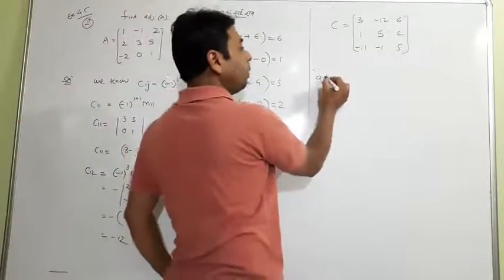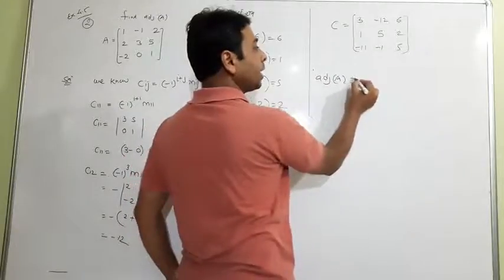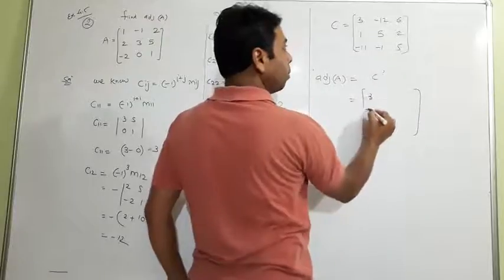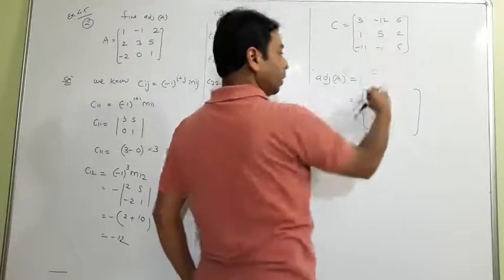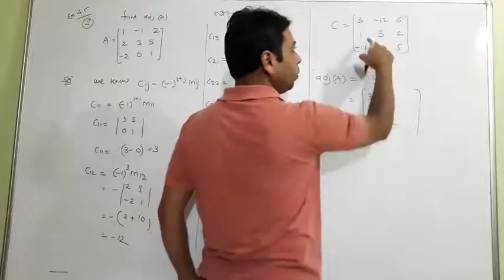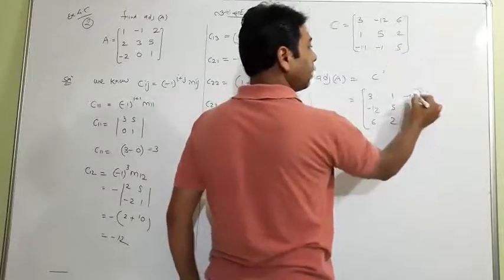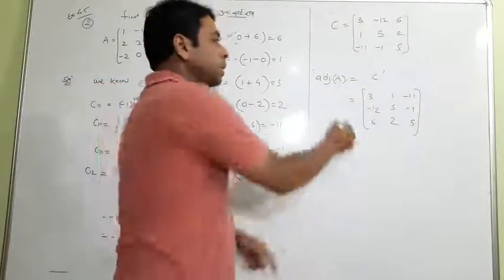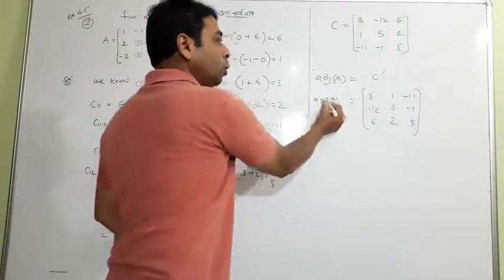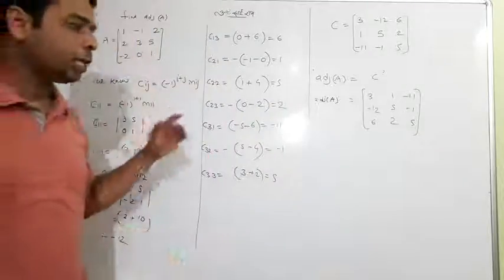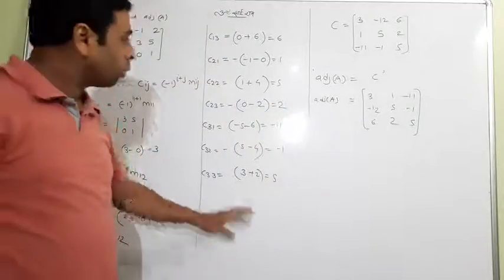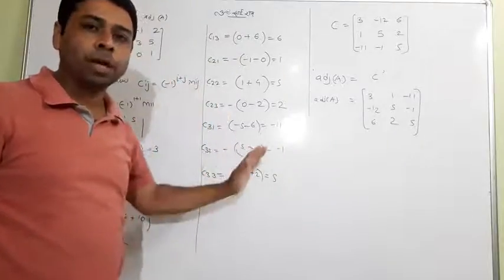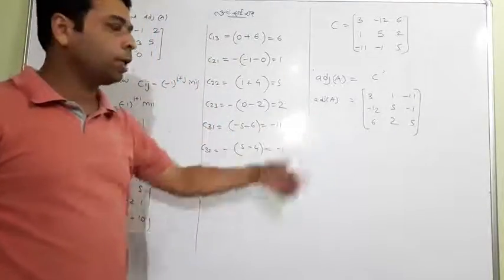Then finally you have to find adjoint A, which is actually C dash. And what is C dash? It is very simple. 3 -12 6. Rows will be written as columns. 1 5 2. This is like that, and -11 -1 and 5. This is the answer. This is the adjoint of A. So this is a very simple procedure. One can do it very easily, where you just have to care about the sign. Sign should not be mistaken. Otherwise, if the sign is wrong, definitely the answer will be wrong.